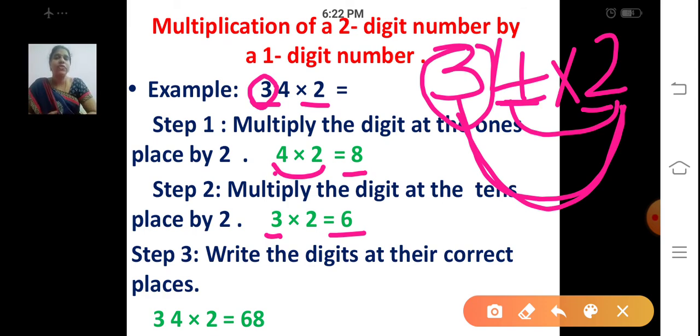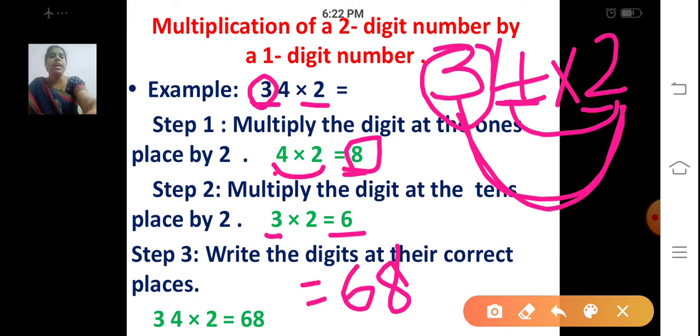Now what are we going to do? We are going to write the digits at the exact places. So this is the ones place, right? So write it down. This is at the tens place. So the answer is 68. We can write the answer in the same row. This is one method of multiplication.